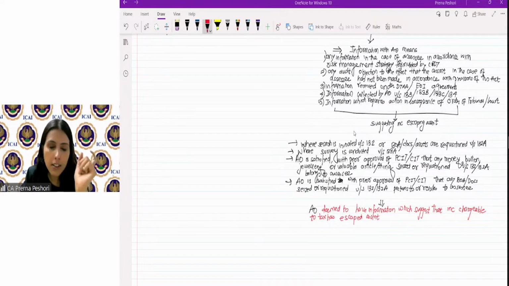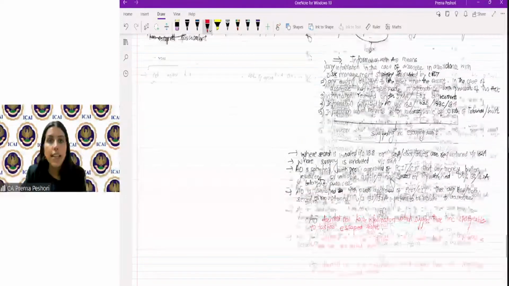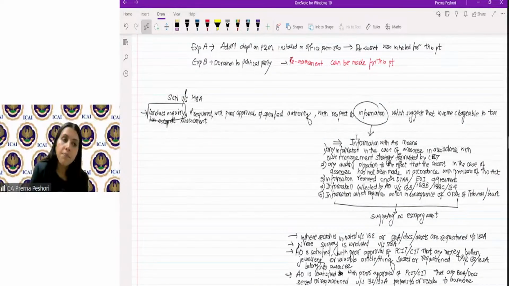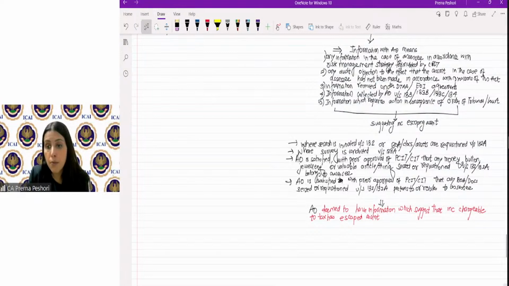So here, basically, what they are trying to say is, in case the information is in accordance with the risk management strategy, or an audit objection, or received under DTAA, or collected by the AO himself under 133, 133B, 133C or 134, or information which requires action in consequence of the order of a tribunal or court, then this will suggest that the income has escaped assessment. And when the search is initiated under 132 or survey is conducted under 133A, or the AO is satisfied that any valuable article or money or bullion belongs to the assessee or any books of accounts pertain to the assessee, in that case, this will be deemed to be information which suggests that income chargeable to tax has escaped assessment.